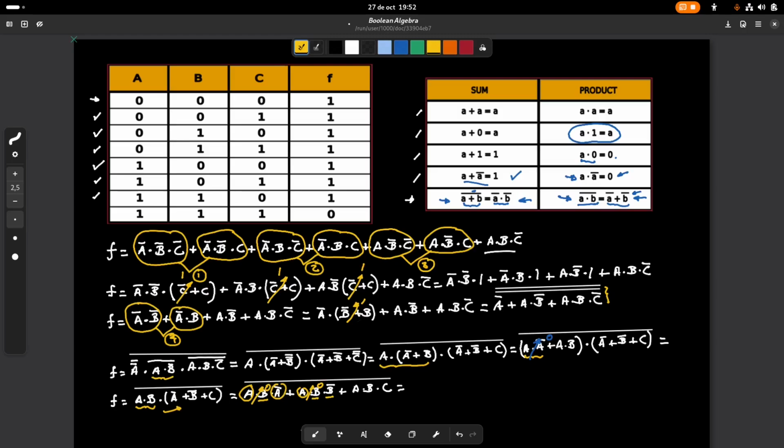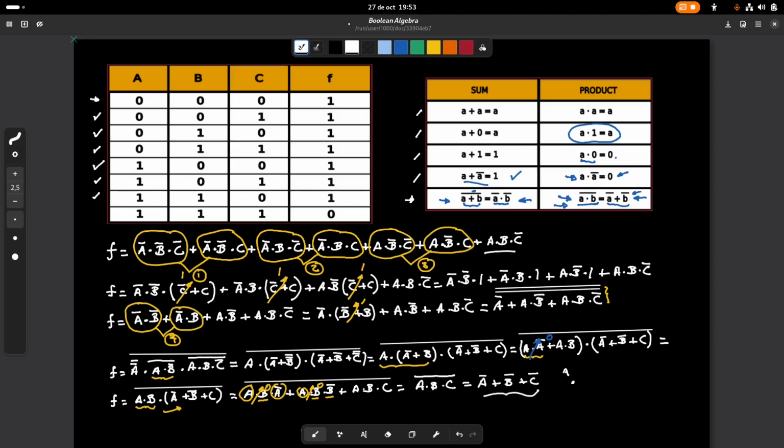So from here I get that the minimization equals A and B and C negated, which by means of Morgan's law, this one, I can get the final result, which is A negated or B negated or C negated, which is a 3-input OR of 3 negated variables. This will be something like this.